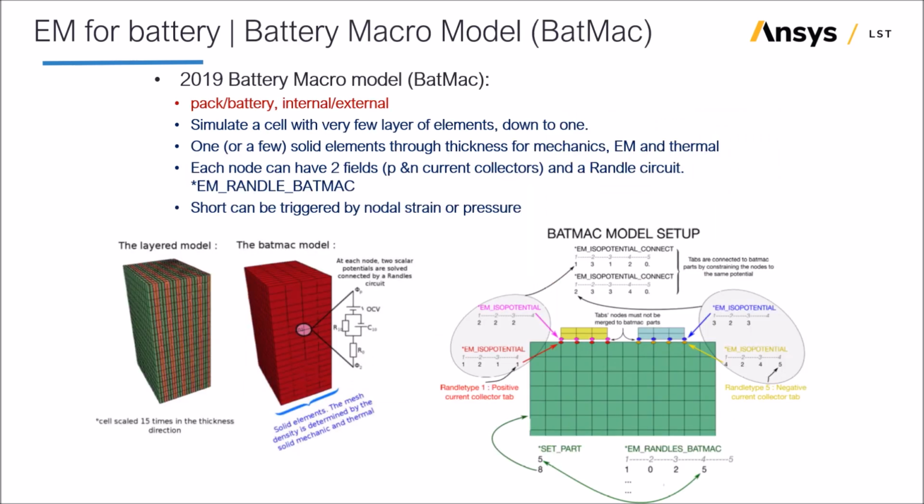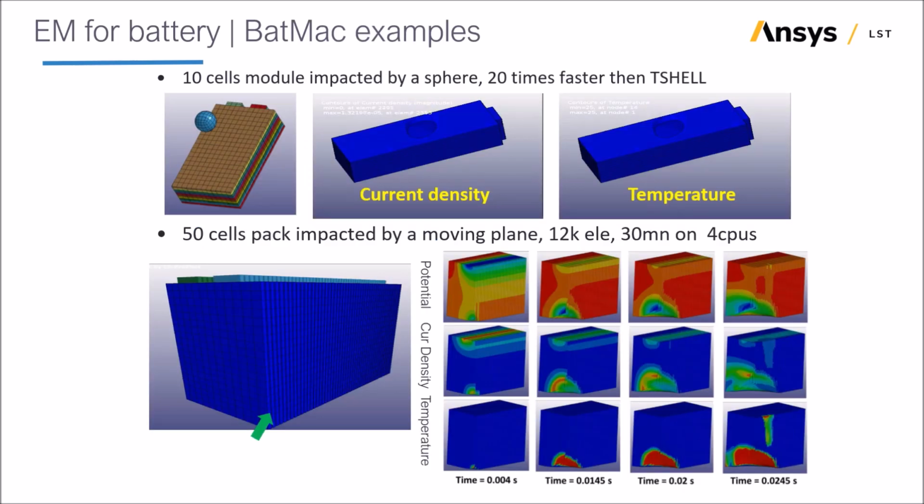The battery macro model, so-called BAT-MAC, enables all the layers of a cell to be modelled by just one or two elements. The BAT-MAC can still model the mechanical, electrical and thermal effects, but you'd need to calibrate its properties against a detailed cell model first. Then the BAT-MAC elements can be used in a model of a whole module or pack of cells.